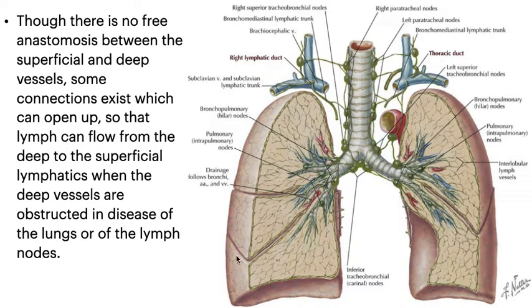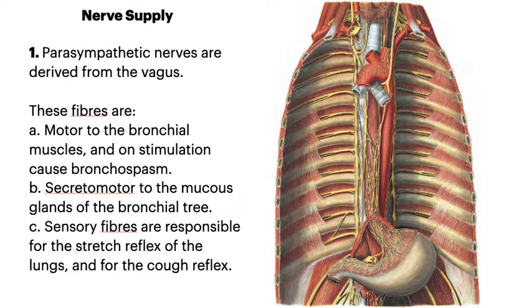Though there is no free anastomosis between the superficial and the deep vessels, some connections exist which can open up so that lymph can flow from the deep to the superficial lymphatics when the deep vessels are obstructed in disease of the lung or of the lymph node.